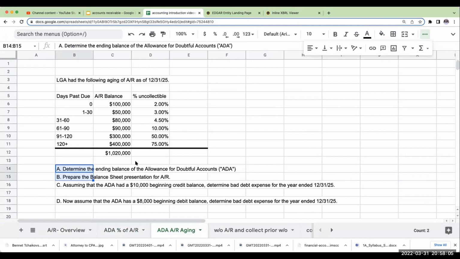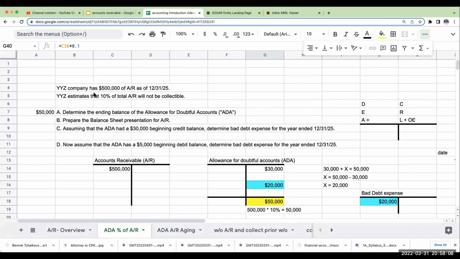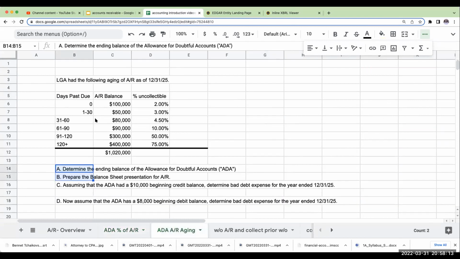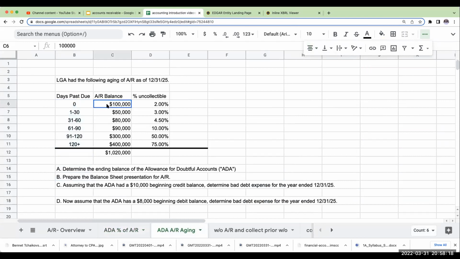An AR aging is, well, let's look at this over here. Here, I just have an accounts receivable balance, and I'm saying that 10% is not going to be collectible. But here's a little bit different. We're now looking at accounts receivable in terms of categories. The older something gets, well, I like to think I get better with age, but with accounts receivable, it's not the case. With accounts receivable, the older something gets, the more difficult it is to collect. So when you see this, days past due is 0, I'm generally going to be able to collect the entire thing.